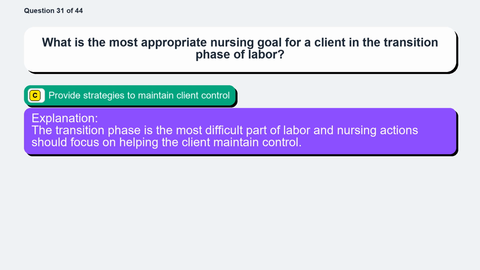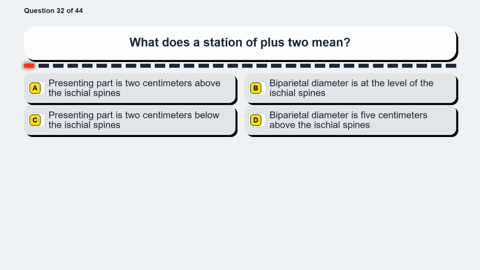The transition phase is the most difficult part of labor, and nursing actions should focus on helping the client maintain control. Question 32. What does a station of +2 mean? Option A, presenting part is 2 cm above the ischial spines. Option B, biparietal diameter is at the level of the ischial spines. Option C, presenting part is 2 cm below the ischial spines. Option D, biparietal diameter is 5 cm above the ischial spines.